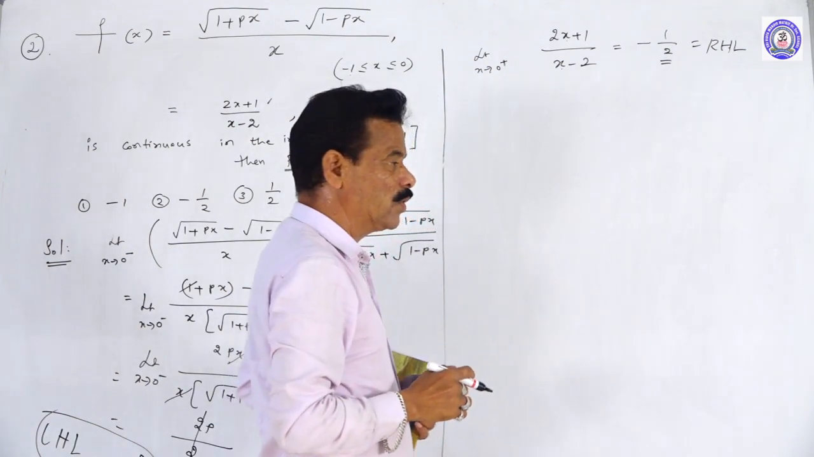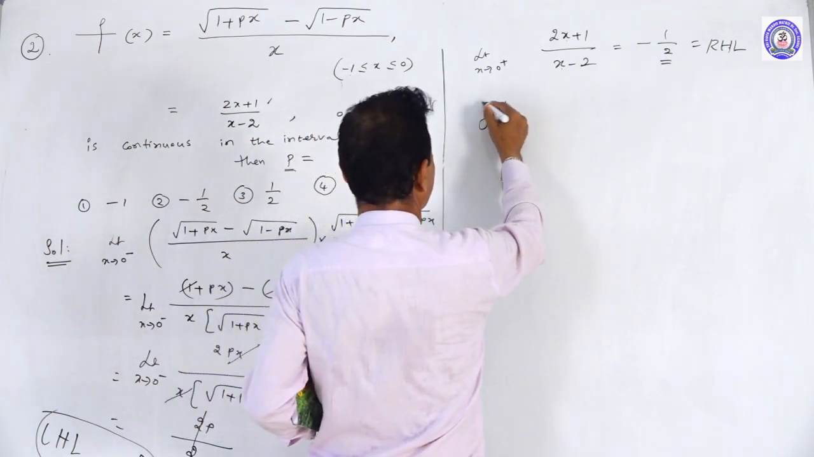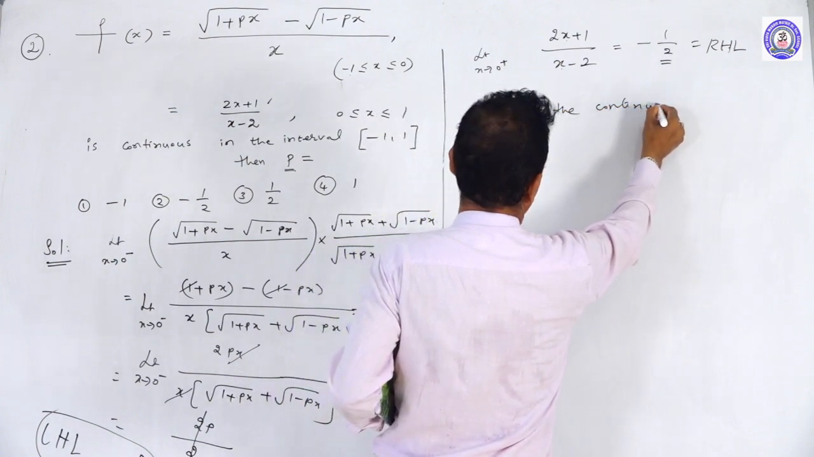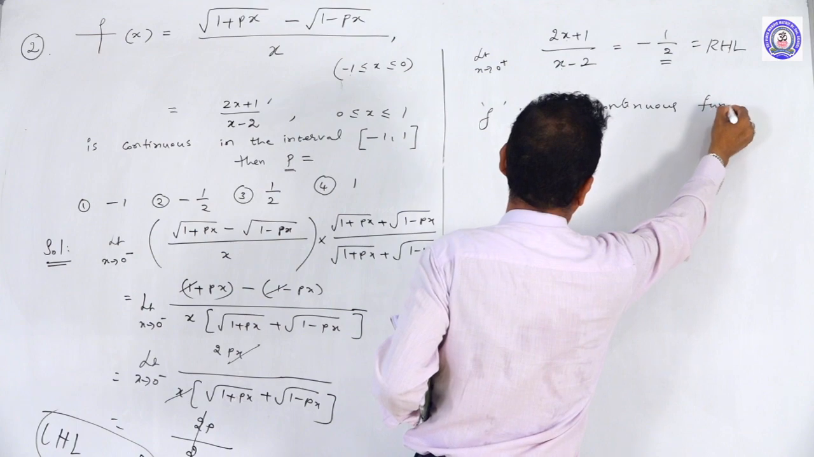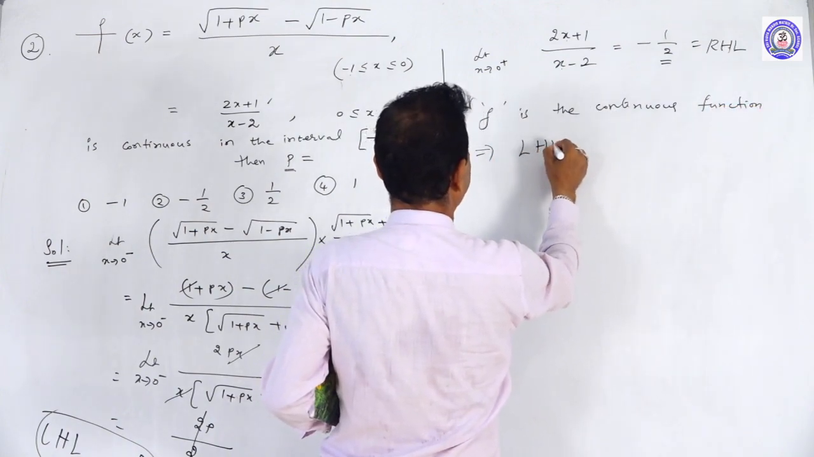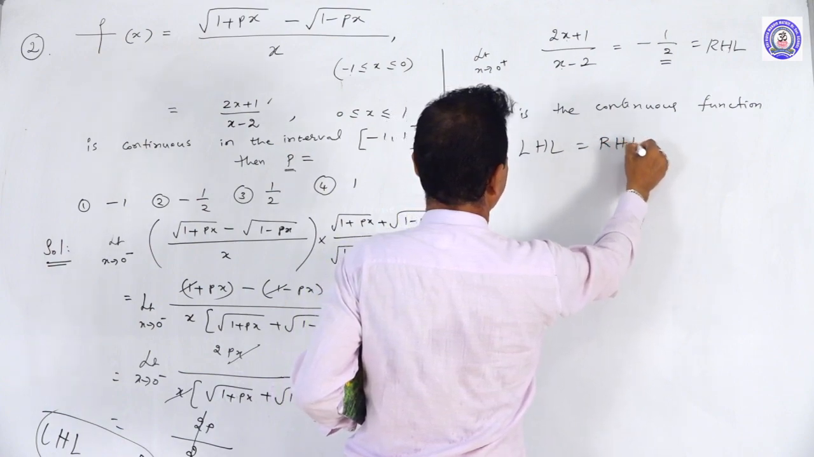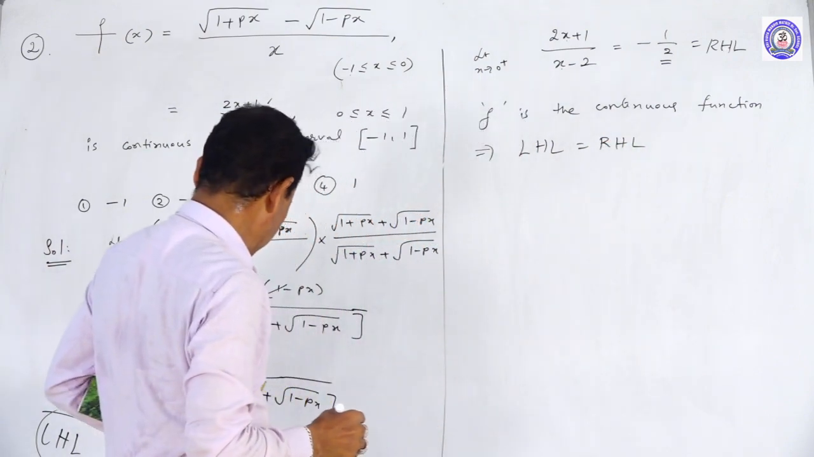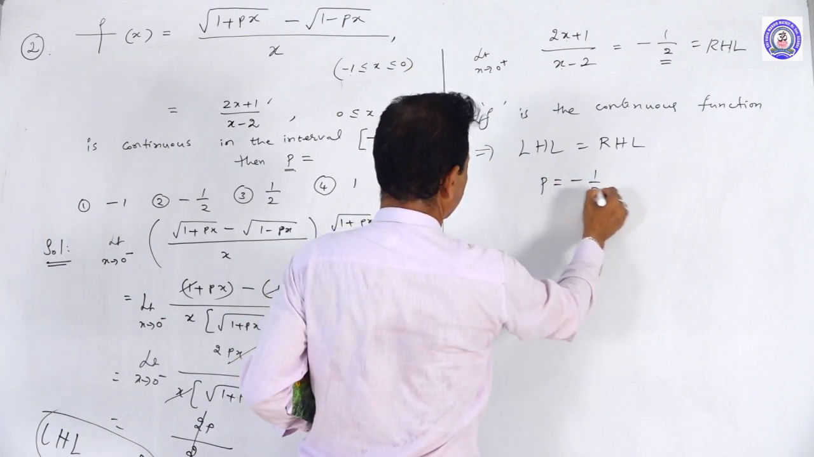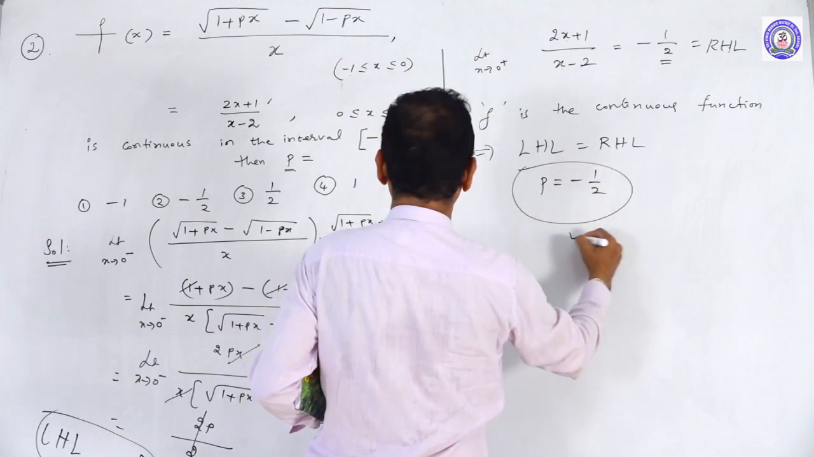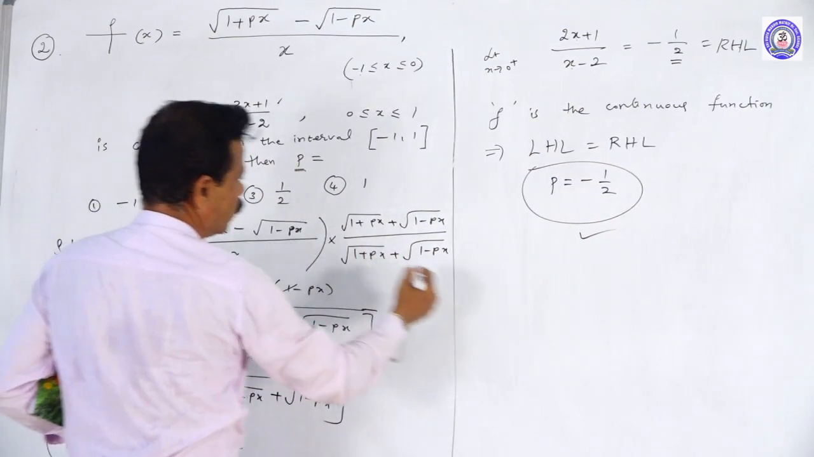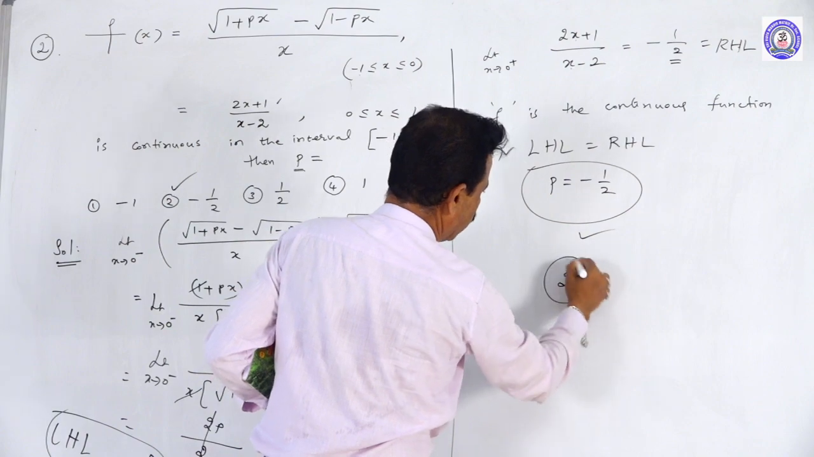Right hand limit. So f is the continuous function. That's why left hand limit is equal to right hand limit. So left hand limit is the p, right hand limit is the minus 1 by 2. Finally p value is minus 1 by 2. So the option is the second option, minus 1 by 2, second option.